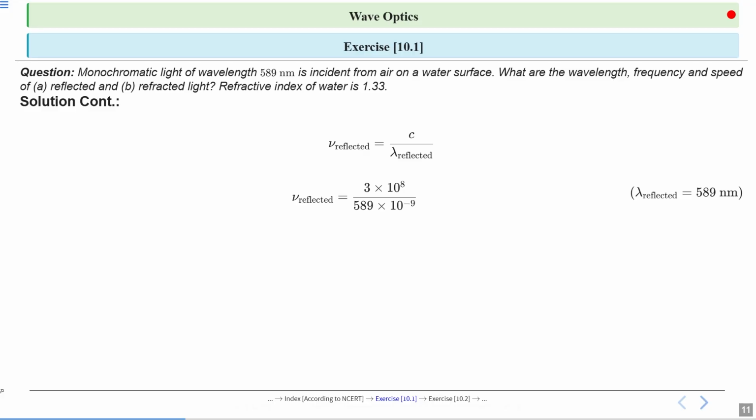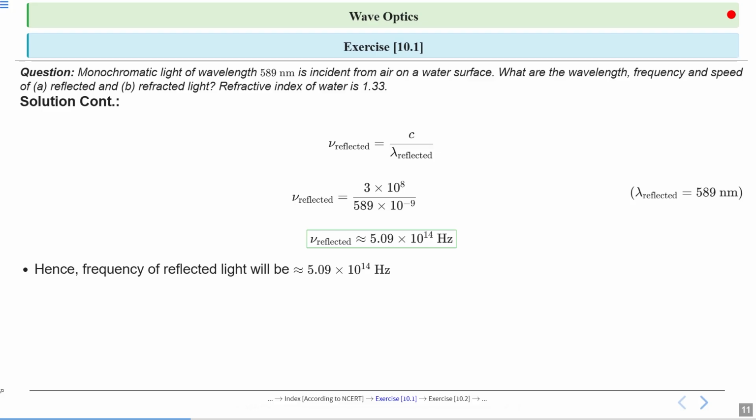So this step is crucial for ensuring our calculations are accurate. After doing the calculation, we find that the frequency of reflected light is approximately 5.09 into 10 to the power 14 hertz. This result shows us how high the frequency is for visible light, which is why it can be detected by our eyes. So the frequency of reflected light remains approximately 5.09 into 10 to the power 14 hertz.